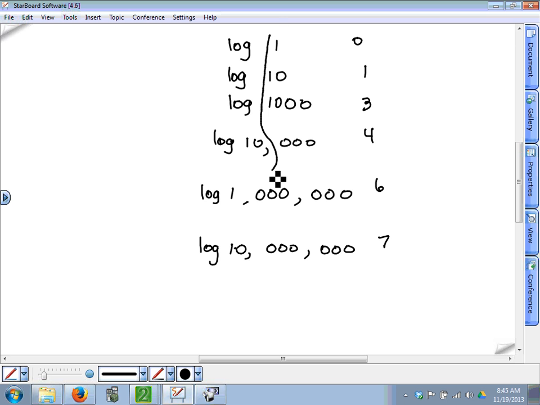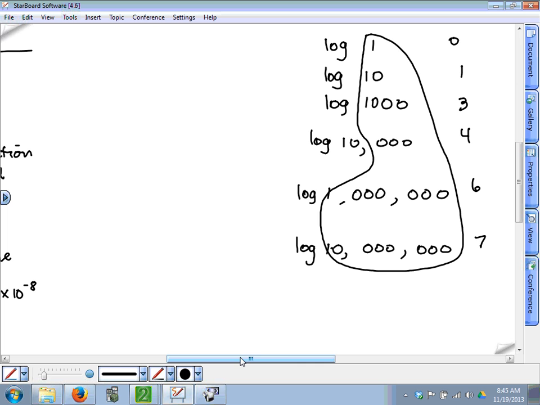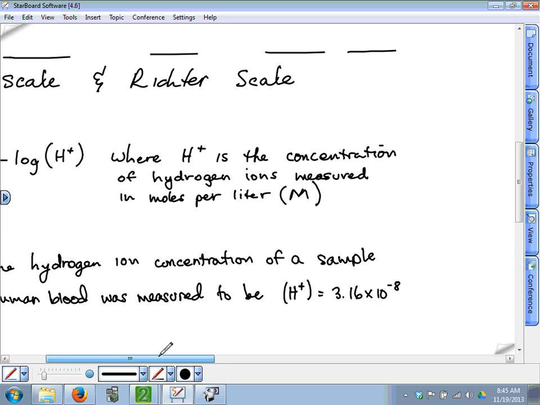We've taken a range of numbers from 1 to 10 million, and simply by taking the log of each one of them, look at the range of numbers now. It's from 0 to 7. And that's what the pH scale does. It takes a range of numbers that has a huge span, but when we take the logarithm of each of those numbers, the span shrinks. Now it's between 0 and 7. Does that make sense why the pH is measured in logarithms? Because to describe something in terms of its hydrogen ion concentration is very cumbersome, but to describe it in terms of its pH, much easier.